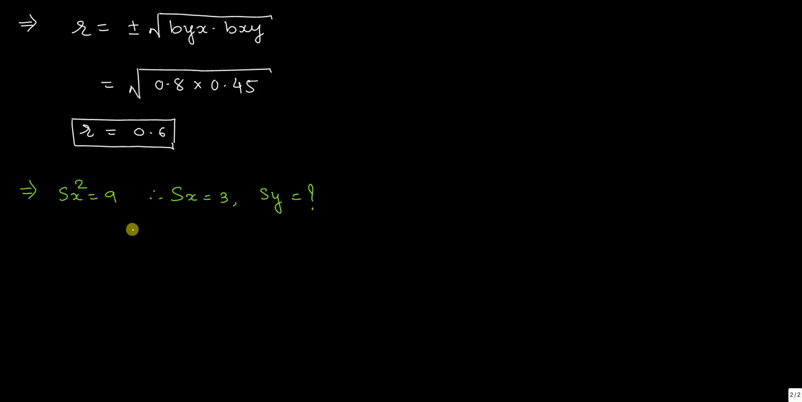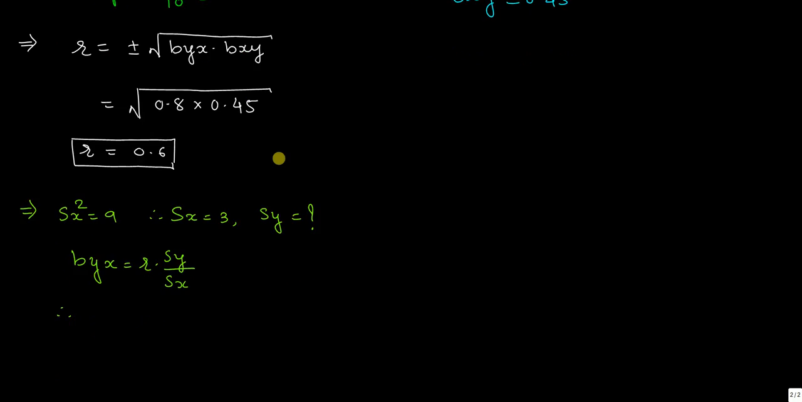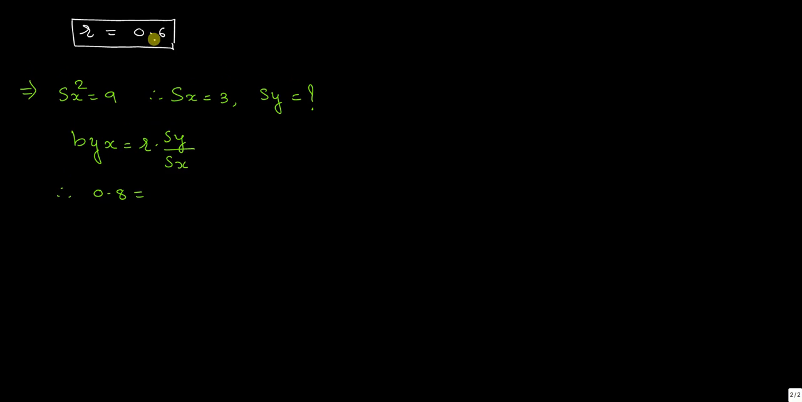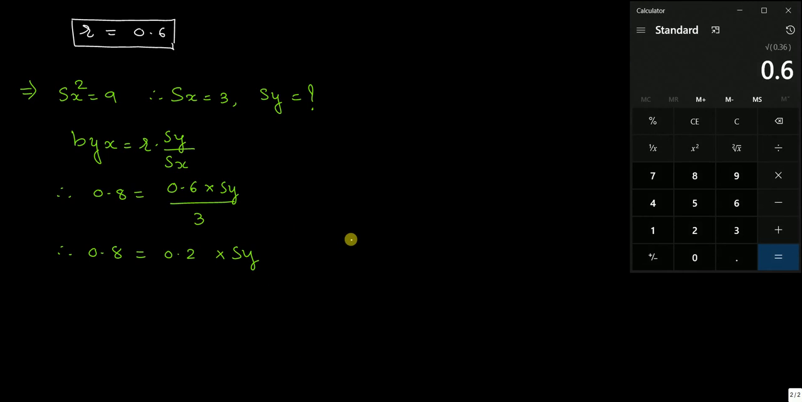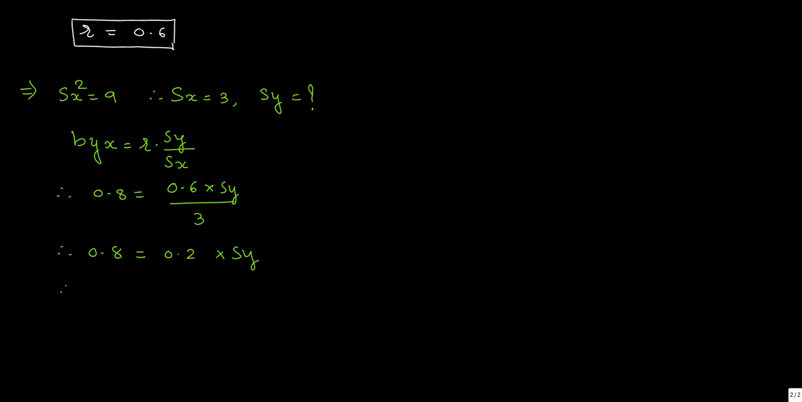Now we can take any formula. We took byx last time, so this time also keep byx. byx is equal to r into sy upon sx. Therefore 0.8 equals r, 0.6, multiplied by sy upon sx. Cancelling, sy is equal to 0.8 divided by 0.2. The zeros cancel out, so it is 8 by 2. sy is the standard deviation of y.